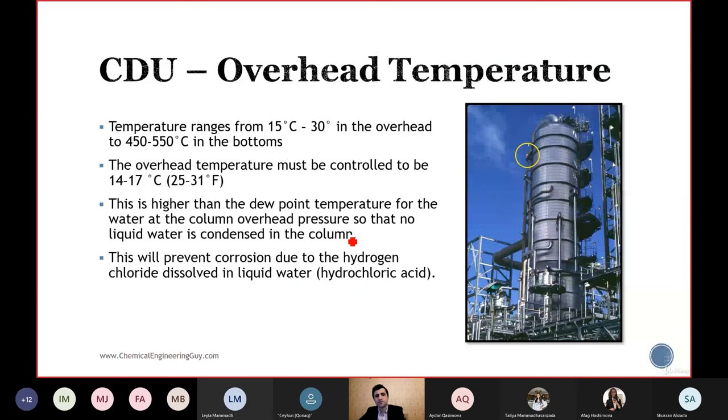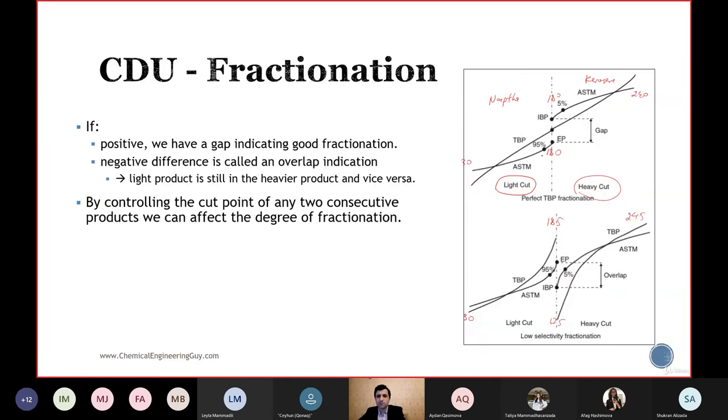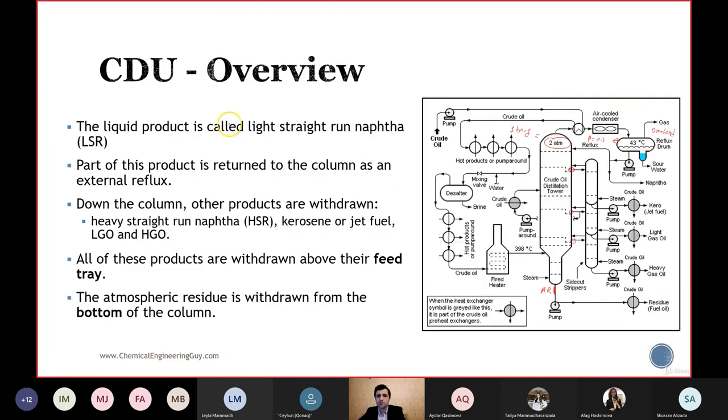And the bottom is sent to vacuum residue. Top is sent to where? Top is sent to the overhead reflux drum. We have here 15 to 30 degrees Celsius.